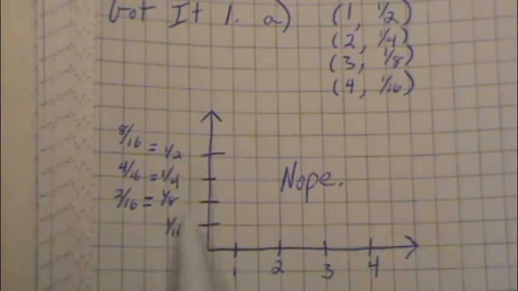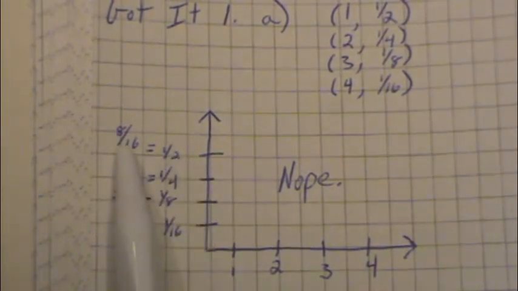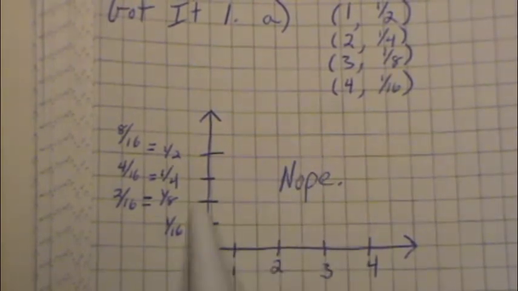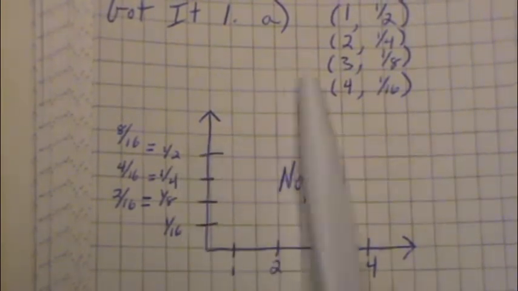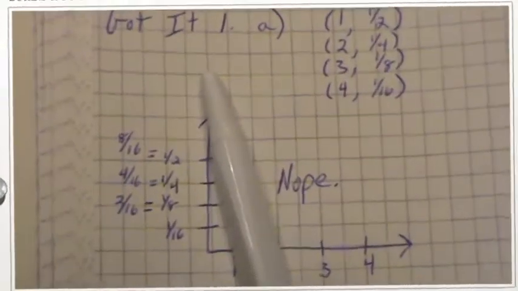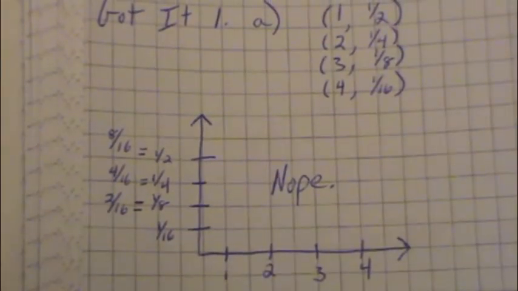Oh, do you hear my dog barking? And 1/2 is 8/16. I need to go way, way higher for that. This graph doesn't work. It's not showing an even scale here. I think I'm going to go let the dog out. I'll be right back. So I apologize for the interruption. I'm sure you missed me while I was gone.